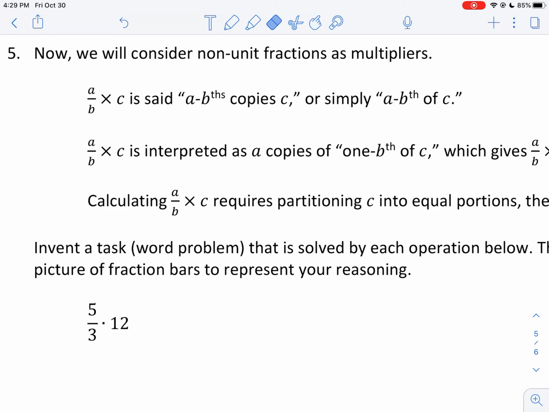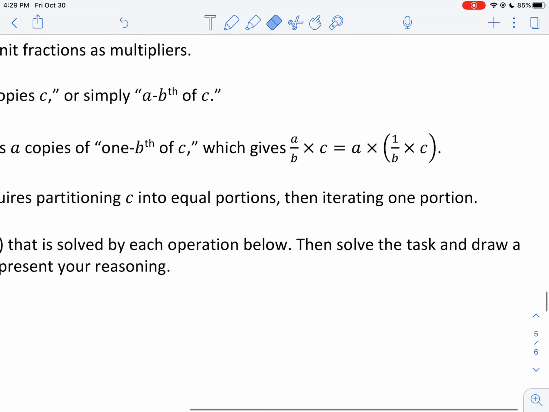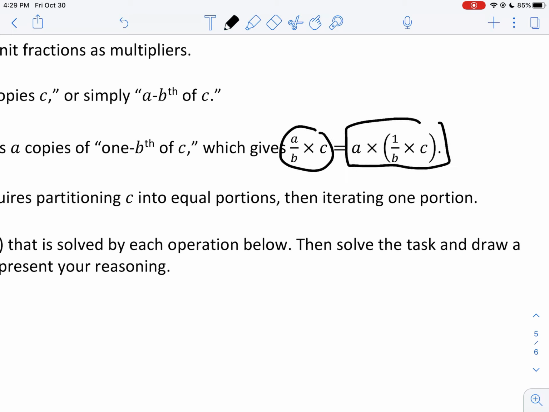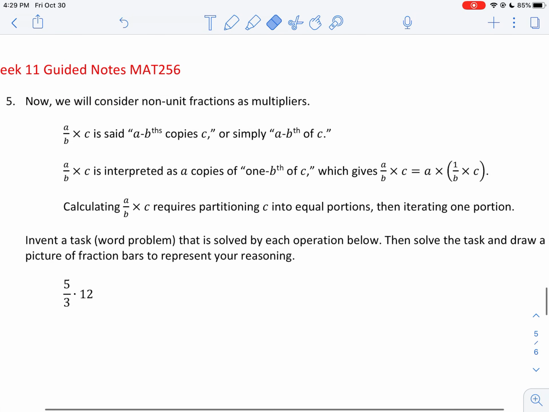A bths times c is interpreted as a copies of 1 bth of c. In other words, when you see a bths of c, it's a good way to think of it this way. It's a copies, or a times, 1 bth of c. So we've already talked about how to do 1 bth of c. You just divide c into b equal parts, and then you do a copies of that. What this implies is that when you want to calculate a bths of c, this requires partitioning c into equal portions and then iterating one of those portions. It's a partitioning followed by an iterating.